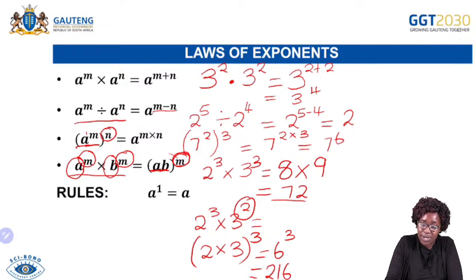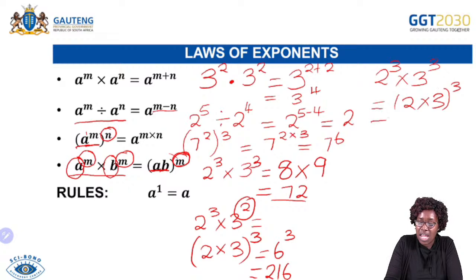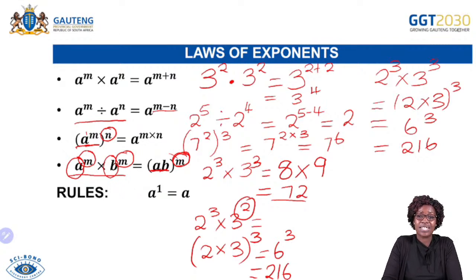So in my example, like I indicated, we were supposed to have 2 raised to the power of 3 multiplied by 3 raised to the power of 3. Then this can be simplified to 2 multiplied by 3, raised to the power of 3. And we all know that 2 multiplied by 3 is 6, and this 6 raised to the power of 3 would definitely give us 216. I hope that with practice, we all know what to do next time. Then, as a rule, if I raise anything to the power of 1, my answer will simply be the same as the base.